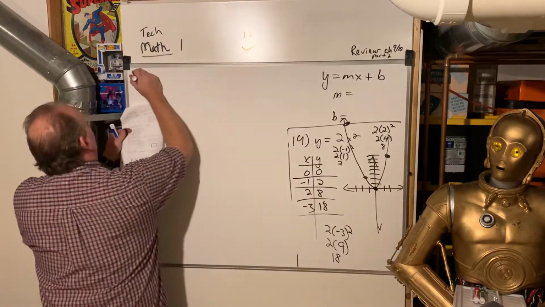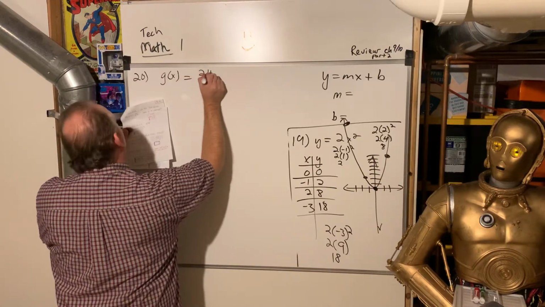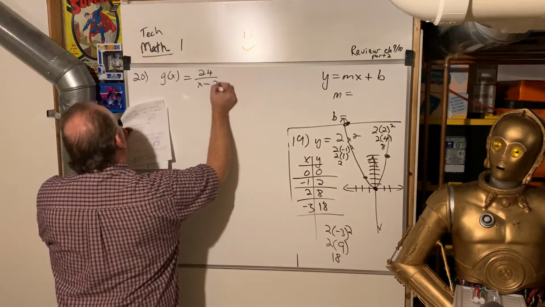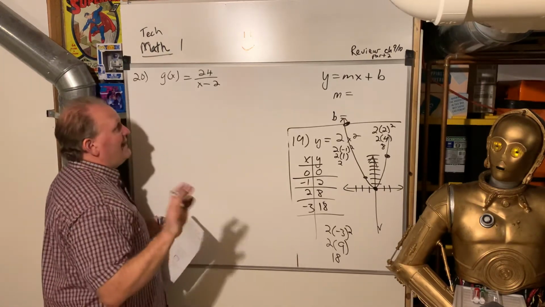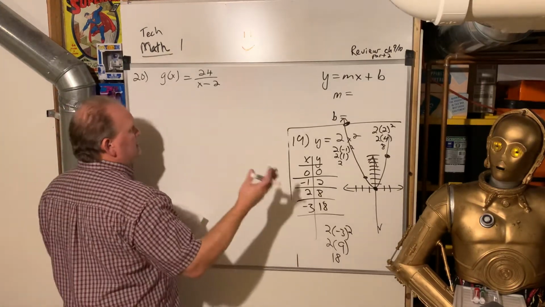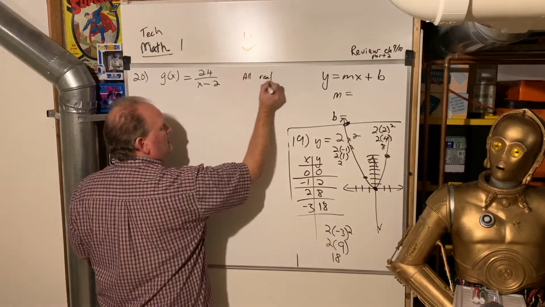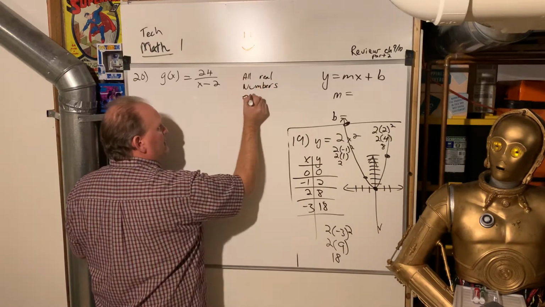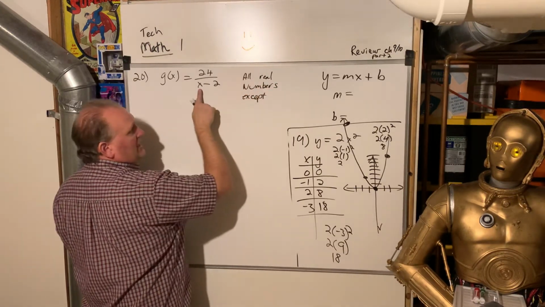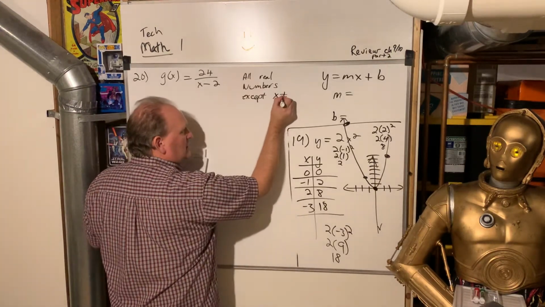Oh, okay, so function notation. So g of x is just a fancy way of writing y. They want to know, where is that function undefined? Well, you can never, ever divide by 0. So it's all real numbers, except there's one value that's not okay. And the one value that's not okay is positive 2. So x cannot equal 2.